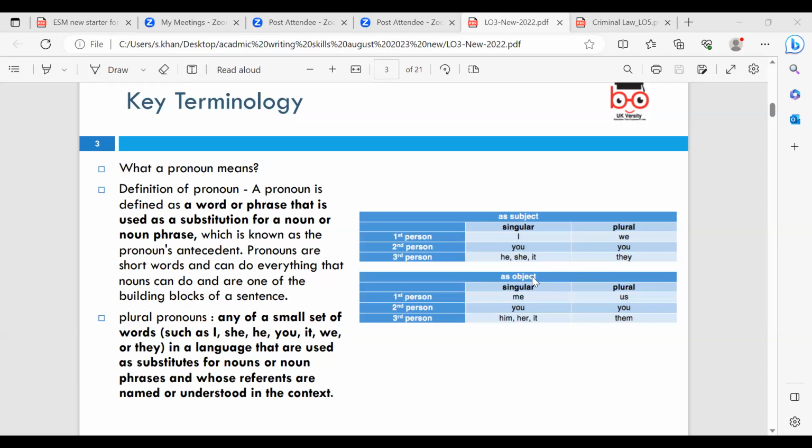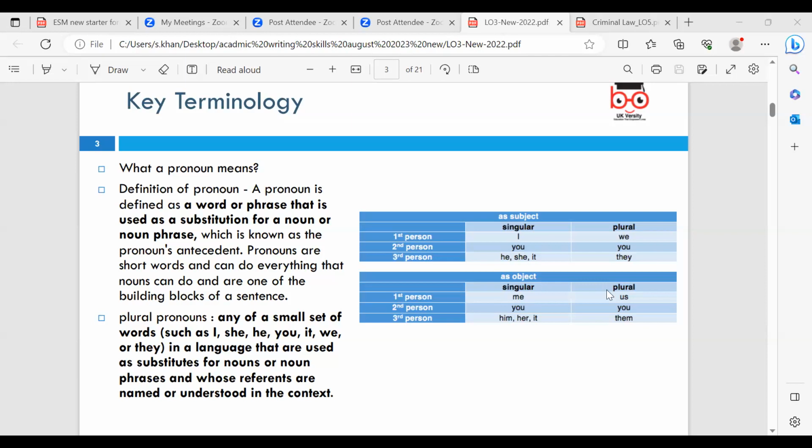If you're talking in first person as a subject, you would say I think, I know, okay? And then the plural for that is we. If you're talking in second person, it's you as a subject, and then the plural for that is you again. Third person, he, she, it. And then the plural as a subject is they. Okay, so all of them.